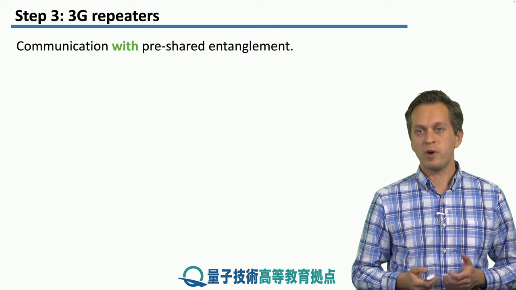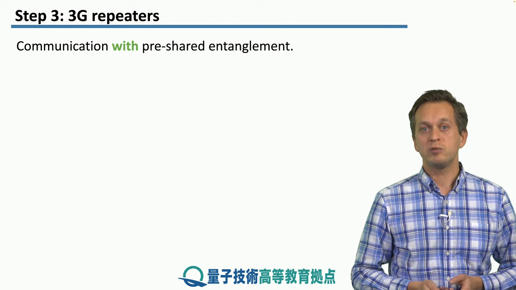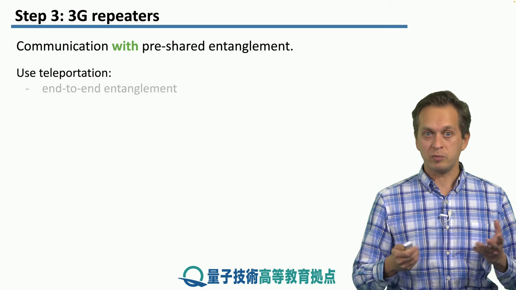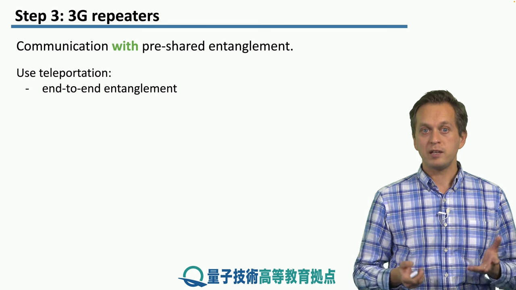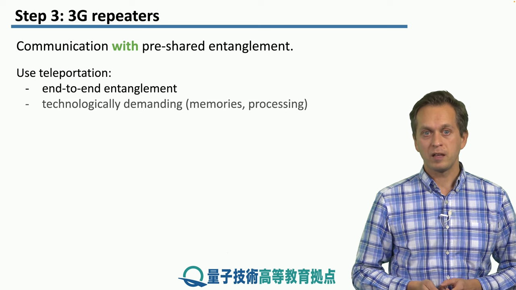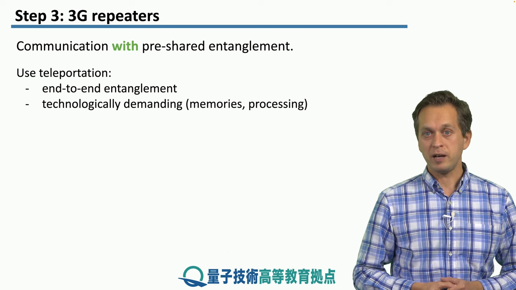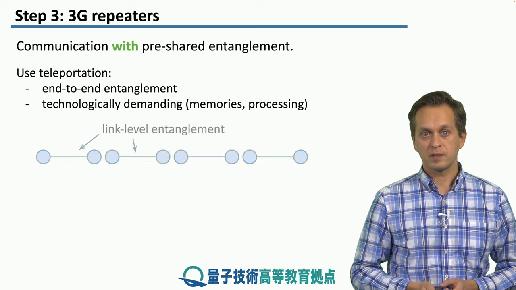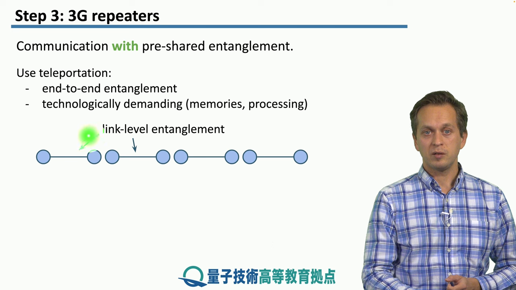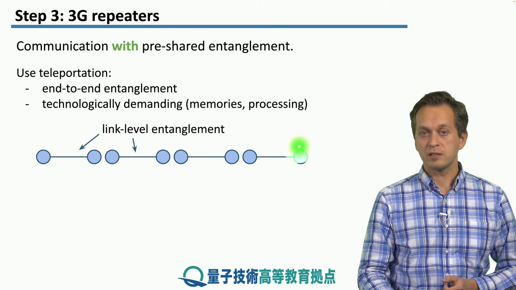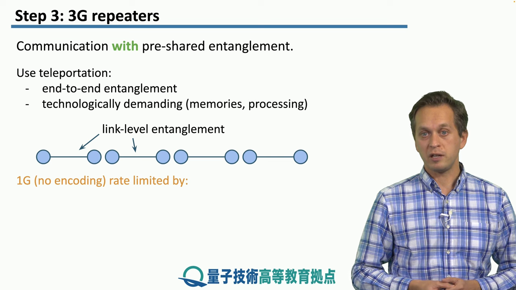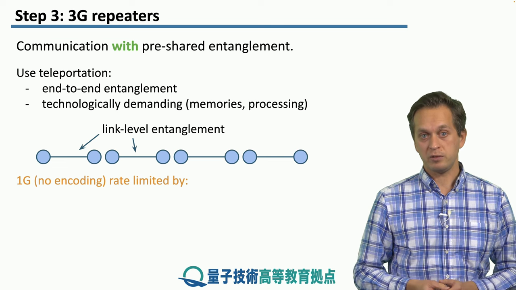And we saw that a way of getting around this is to use pre-shared entanglement. And first establish entanglement between end nodes and then use teleportation. This was technologically a lot more demanding. We had to use quantum memories and quite a bit of processing. So first we shared link-level entanglements between neighboring nodes. Then we stretched it using entanglement swapping, and then we could use teleportation.